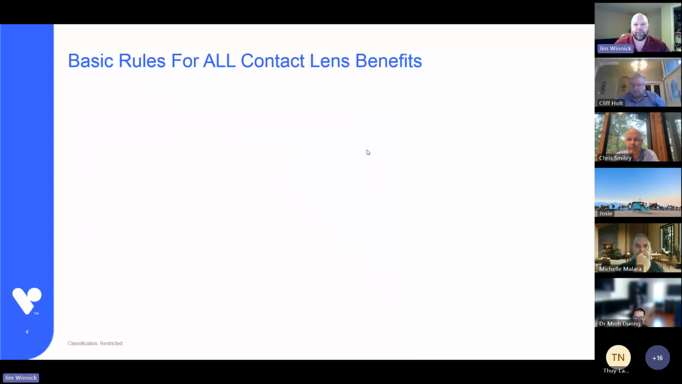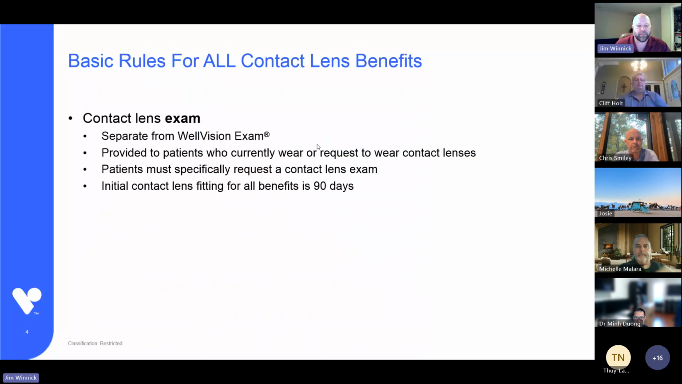So let's start with the basics. There are some basic rules for all contact lens benefits with VSP. The first one is that your contact lens exam is always separate from your well vision exam. It's provided to patients who either are currently wearing or are specifically requesting a contact lens exam. And if you're doing an initial contact lens fitting with a new patient, all of the benefits technically fall within a 90-day window.